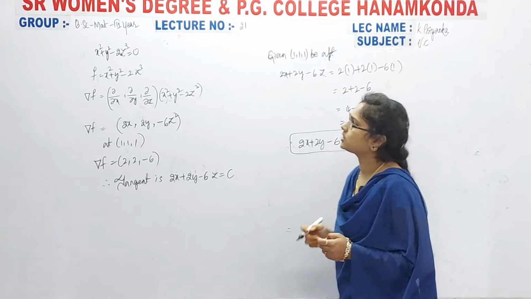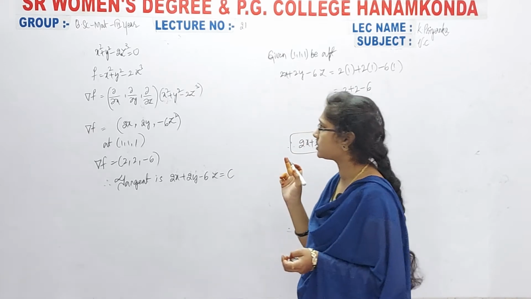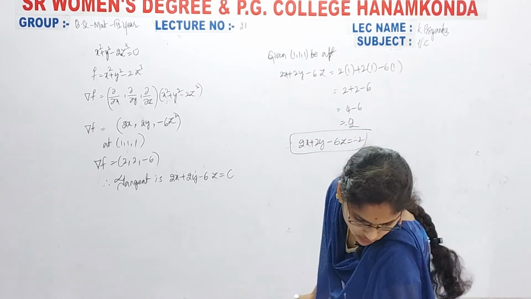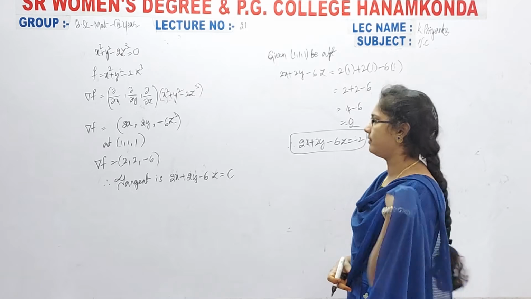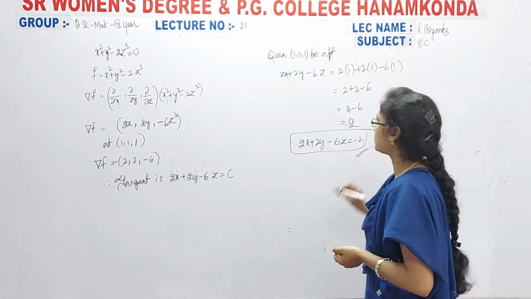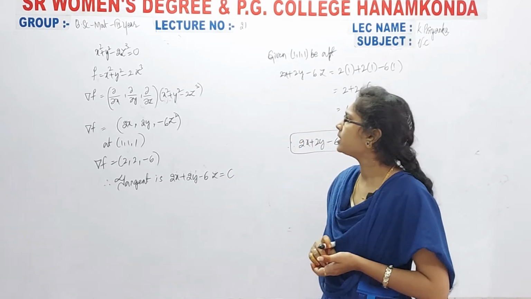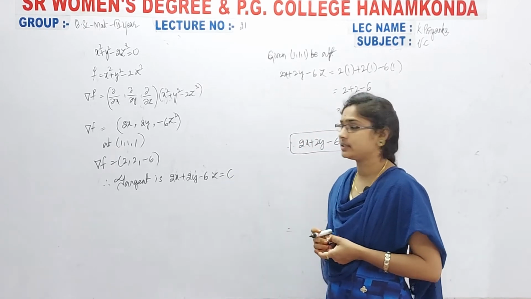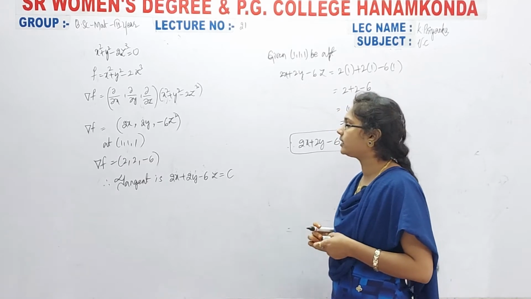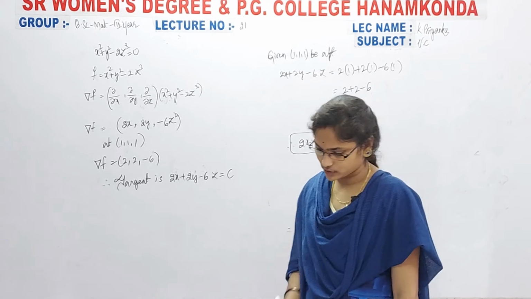So I made a mistake. They gave x square plus y square minus 2z cube, and I took it as z square. That's why I got minus 4 there. So this is the correct answer. In the question they gave z cube, not z square. For this I calculated grad f, and after that I substituted the point, because I have to know the constant value.